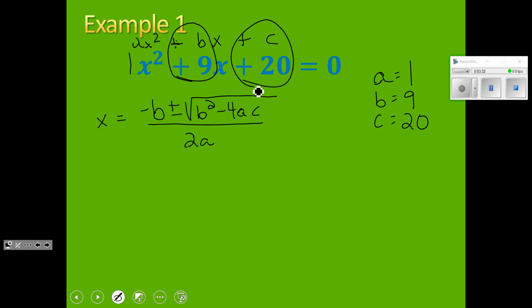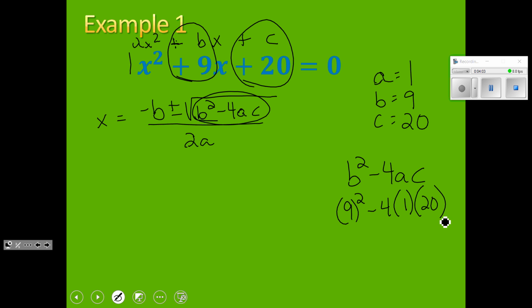All right, so we're going to plug in. Now, instead of plugging into the entire formula, we like to find what's under the radical first, and I think that will help you out. It'll make it much simpler. So I'm only going to focus on doing this part first. It'll just make it easier. So when we plug in, we will have 9 squared minus 4 times 1 times 20.